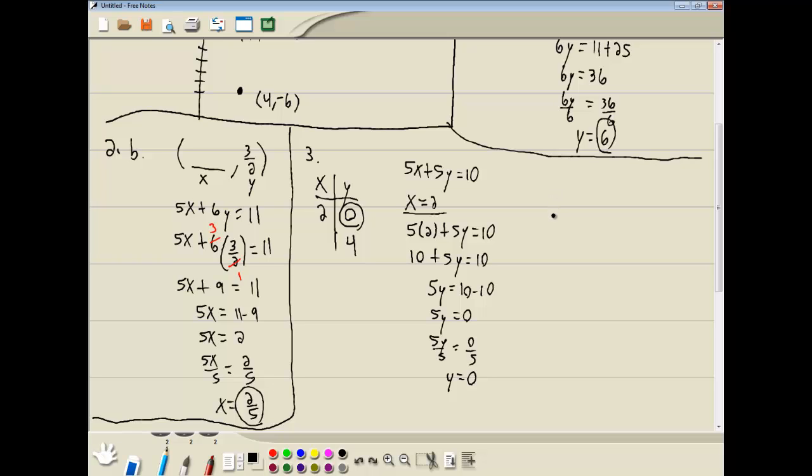On the second part, they're telling us that y is equal to 4. So we're going to plug 4 in for the y. So we've got 5x plus 5 times 4 equals 10. 5 times 4 is 20. Take 20 over to the right side, becomes a negative 20. 10 minus 20 is negative 10. And then divide both sides by 5.